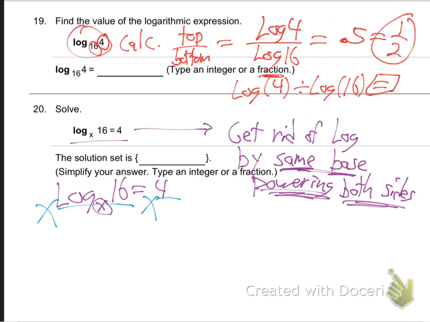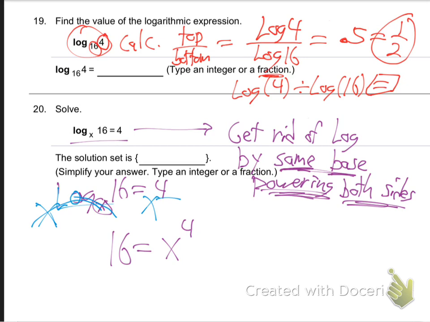It's up in the power, right? Well, these cancel each other out. That's what a logarithm is, the opposite of a power. So when the bases match, they cancel. So what does that leave me? Just 16 and x to the 4th. 16, x to the 4th.